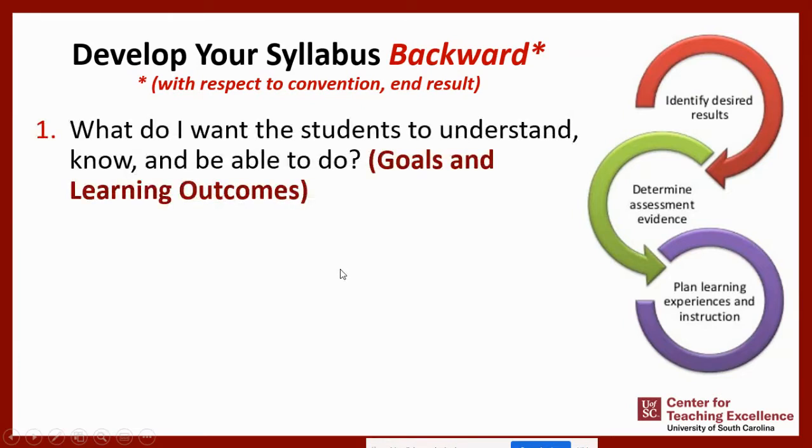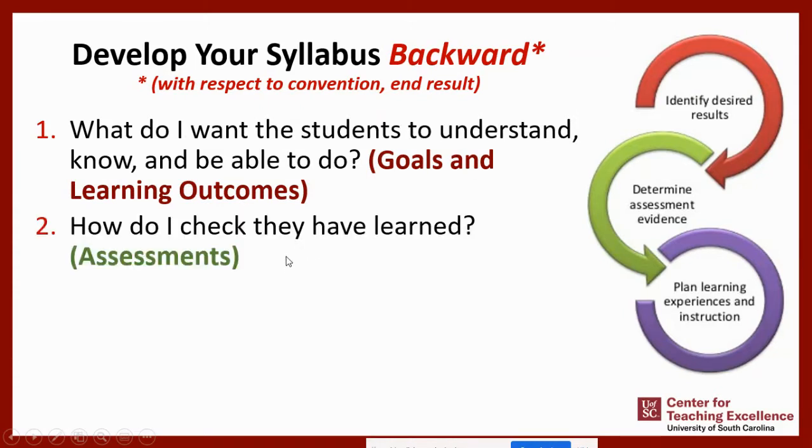So what you want to do first is think about what it is that you want the students to understand, to know, to be able to do, the skills that you want them to develop. And those are your goals, your overarching goals, and your learning outcomes. So those are the desired results, the end product. So continuing to work backward, now how do I know that they've reached those goals or their learning outcomes? And those are the assessments. If you give exams or papers, or you do activities, or any type of assessment that shows what they have learned, to show whether or not they've achieved those goals.